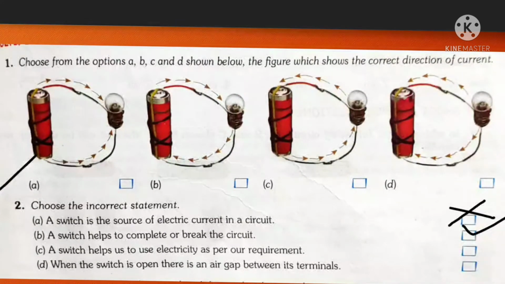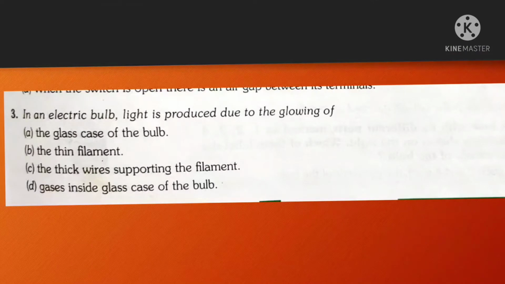Next one. A switch helps us to use electricity as per our requirement. So this statement is correct. When you turn off the switch and you turn on the switch. Next, when the switch is open, there is a gap. Yes, there is always a gap. Open means open circuit. So here they are asking the incorrect one. So the correct answer is B. Okay. Now come to the next one.